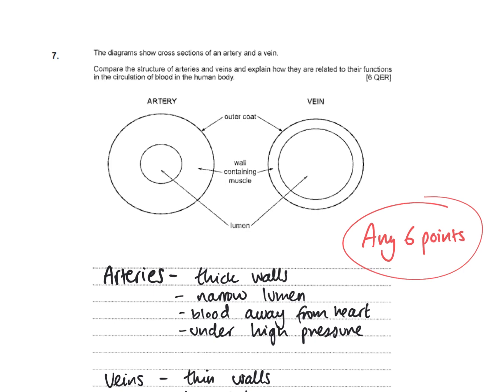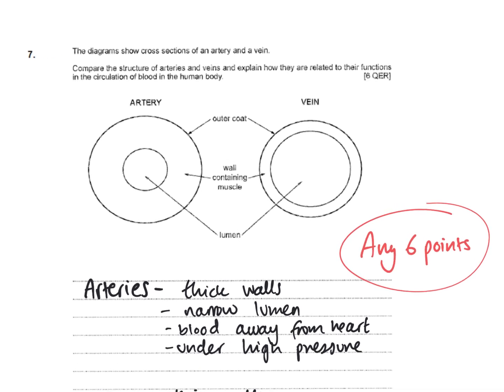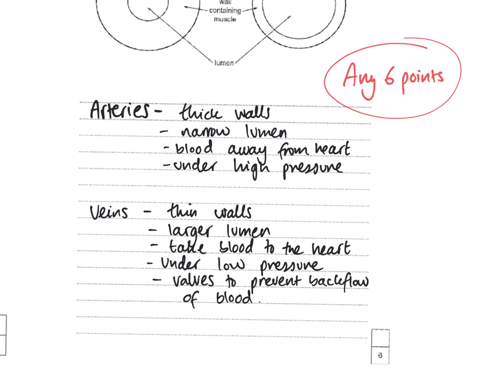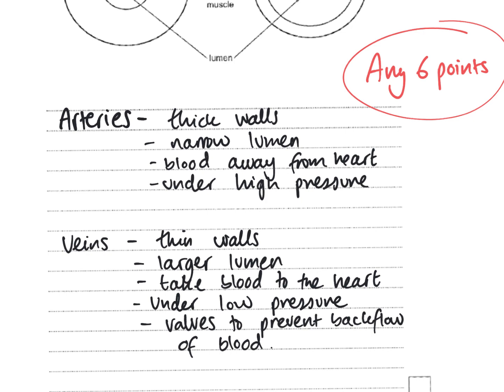So we've got comparing the structures of arteries and veins and explain how they are related to their functions in the circulation of blood in the human body. Okay, so we're asked to first compare them. We've got arteries that have thick walls and narrow lumen. They take blood away from the heart and they're under high pressure. Veins, any 3 of these, they have thinner walls, larger lumen. They take blood to the heart. They're under low pressure, and then they have those valves to prevent the backflow of blood. So any of those 6 points for the 6 marks.